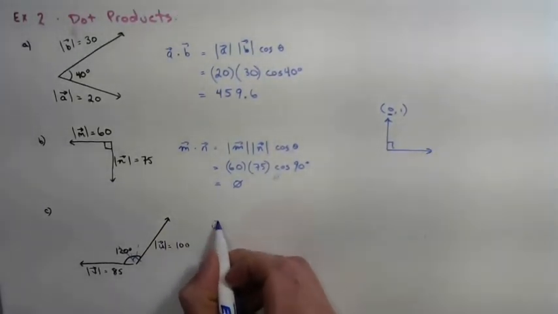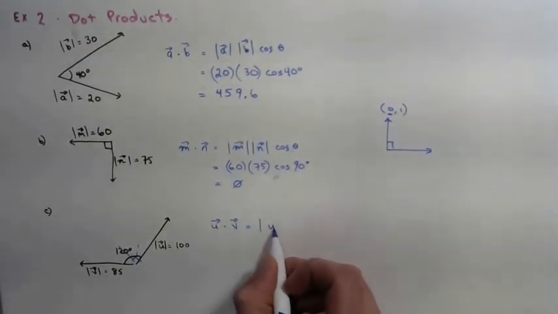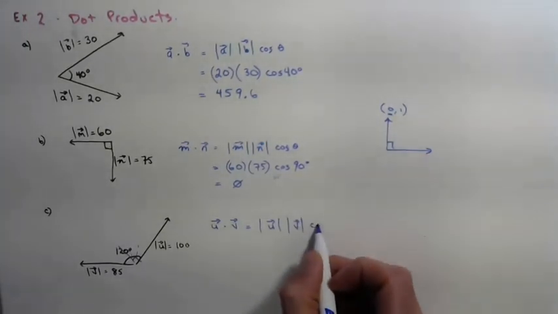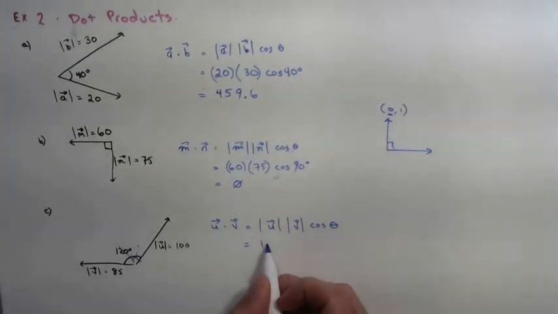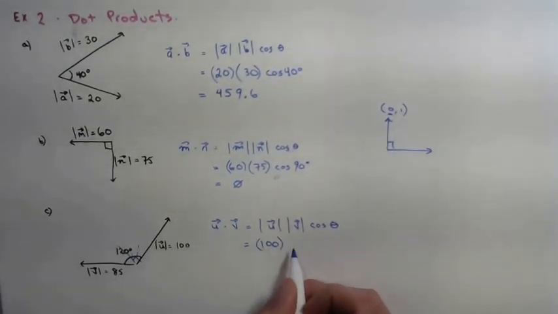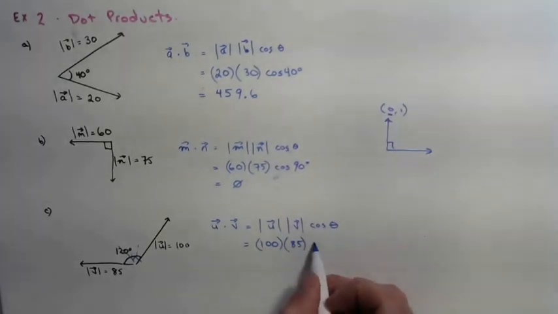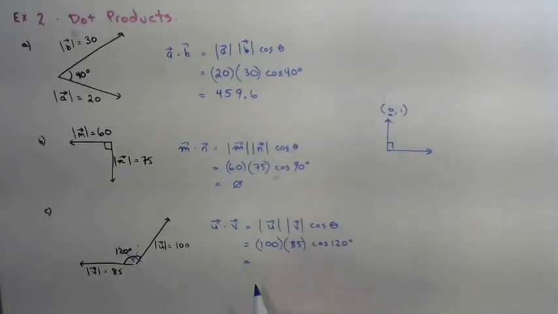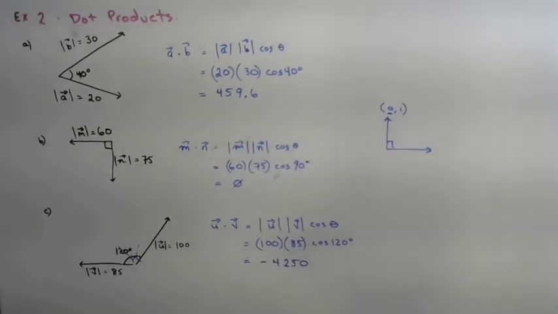We've got u dot v. That's going to be equal to the magnitude of u times the magnitude of v times the cosine of the angle in between them. We're told that u has a magnitude of 100. v has a magnitude of 85. And the angle in between them is 120 degrees. Go ahead and carefully type that into your calculator. You end up with negative 4,250.